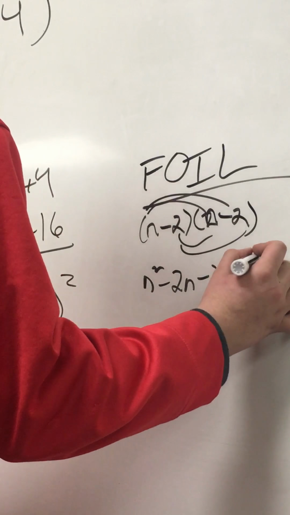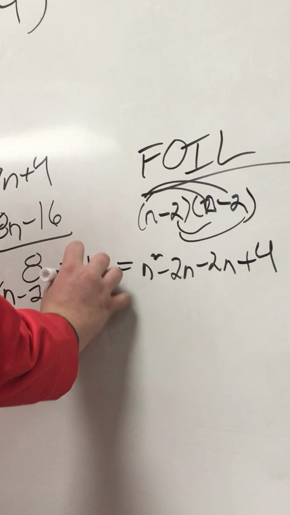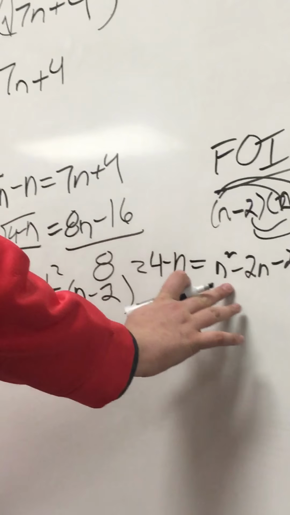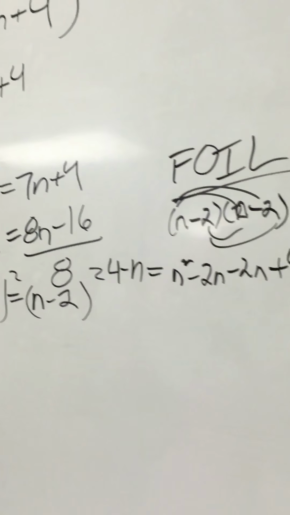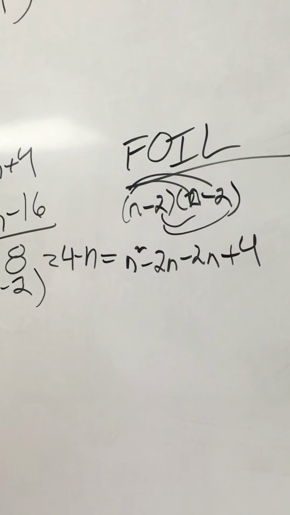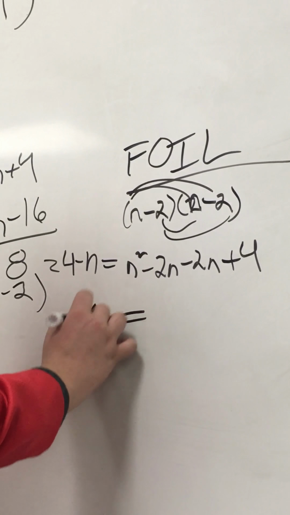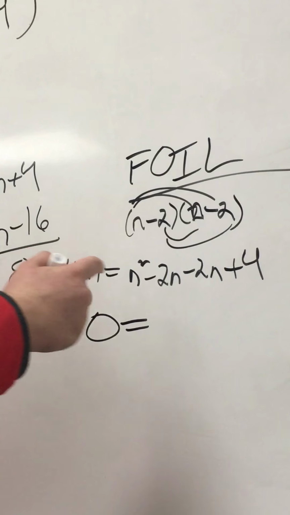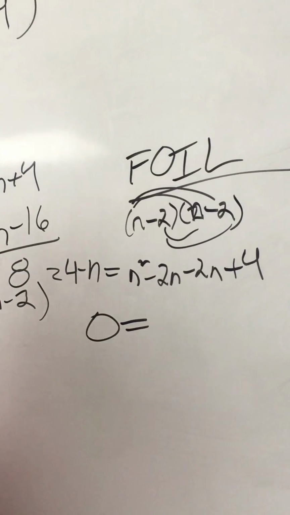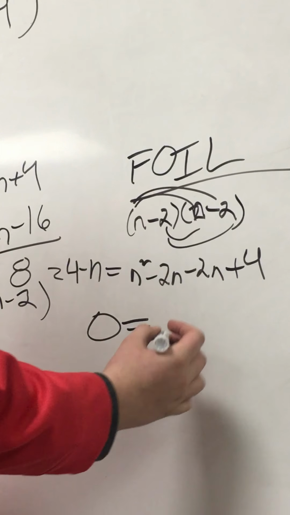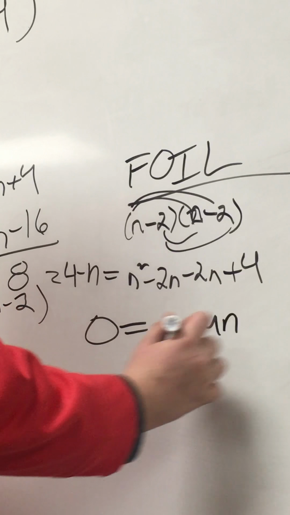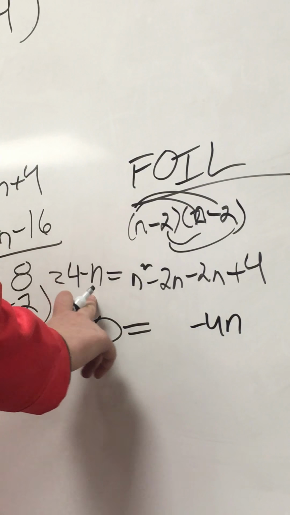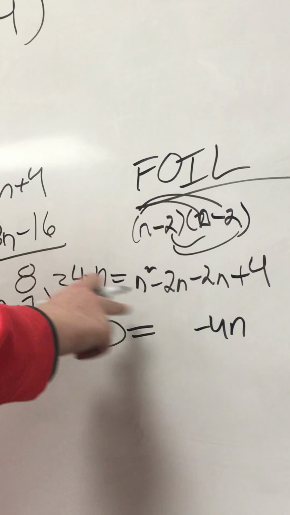Alright. So I'm left with 4 minus n equals n squared minus 2n plus 4. So now I'm going to combine like terms and make it equal to 0. Let's do this first. I'm going to combine negative 2n and negative 2n, which will be negative 4n. And I got to flip the negative n over to that side, so then it'll be positive.